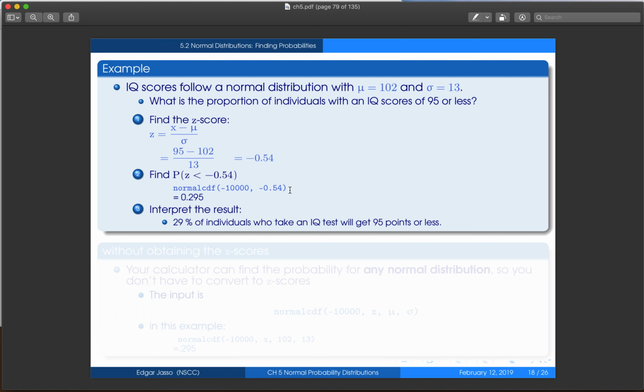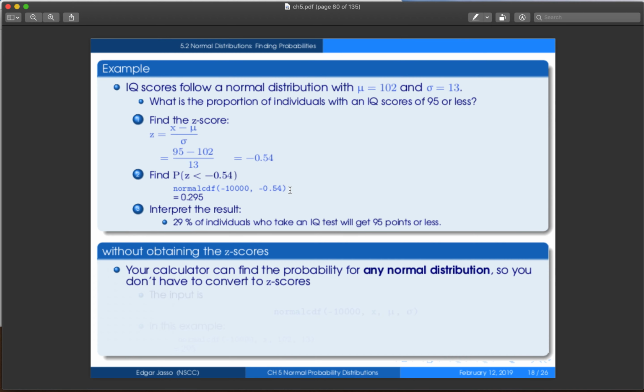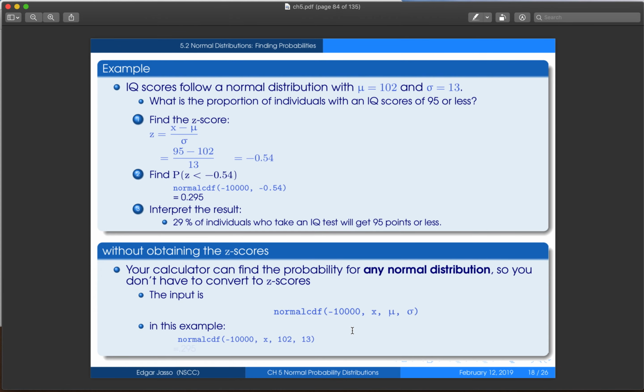Okay, now, with a calculator, you don't have to do that, right? All you have to do is type this. Your calculator can have you enter a small number, an x value, and you write a mean and a standard deviation, so you can just directly write these numbers, right? Negative 1,000, x, 102, 13. Sorry, I didn't put the x. What is the x? The x would be 95, right?